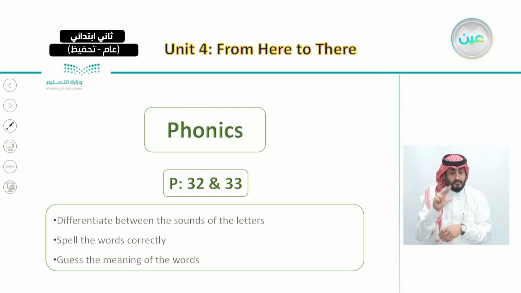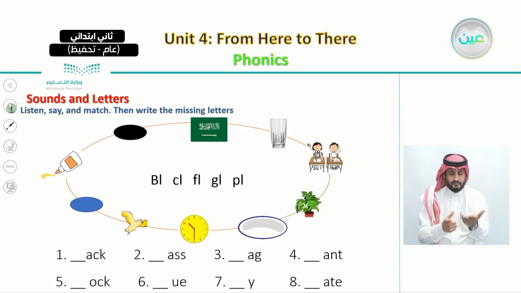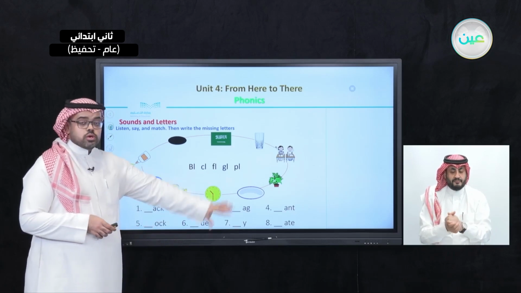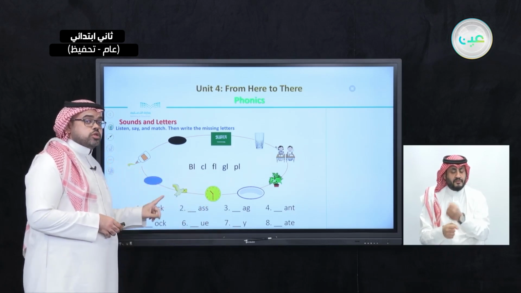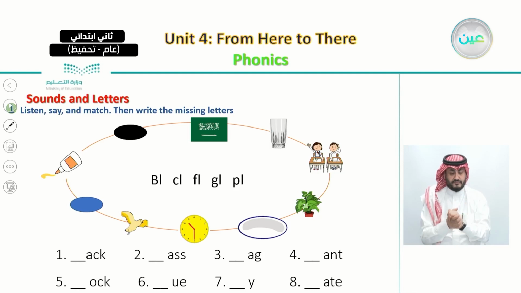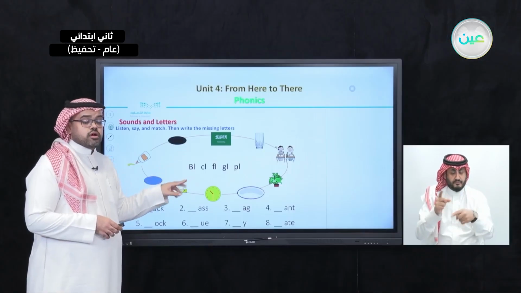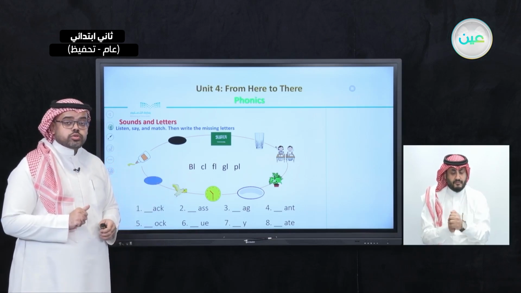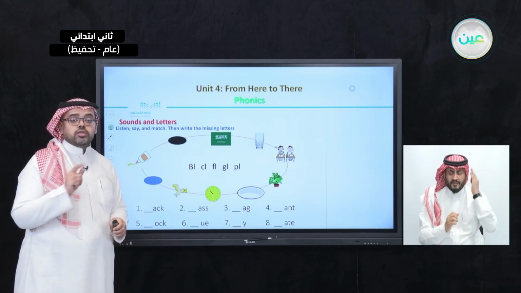And our objectives were to differentiate between the sounds of the letters, to spell the words correctly, and to guess the meanings of the words. So what we did is that here we had different sounds or different letters that start each of these words. We listened to each of these words, and then we matched the letters that each word starts with to the appropriate picture. So let's try to do it now, to listen to each word and to match it with the appropriate picture.